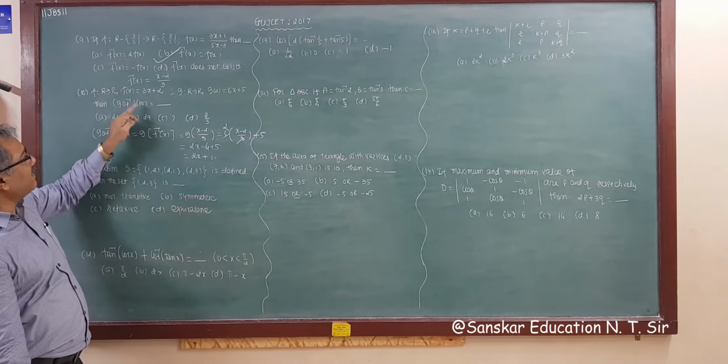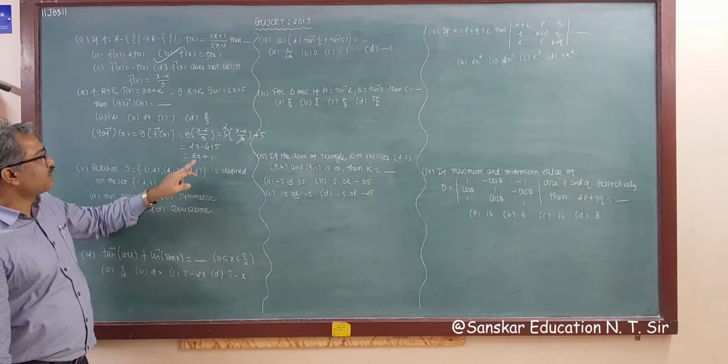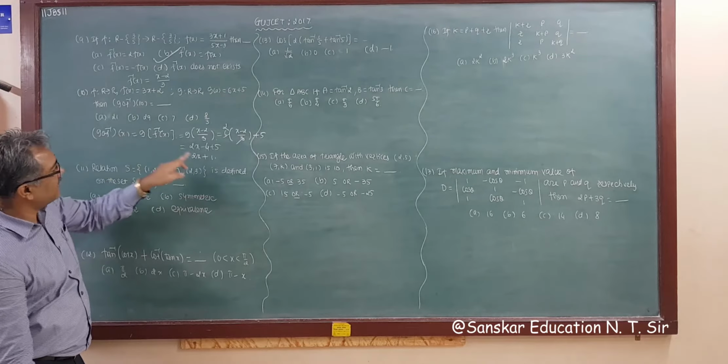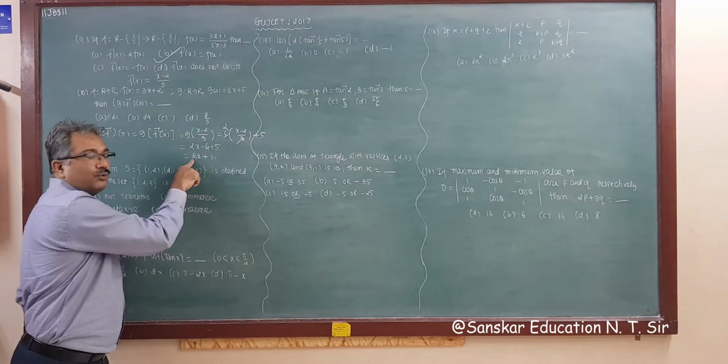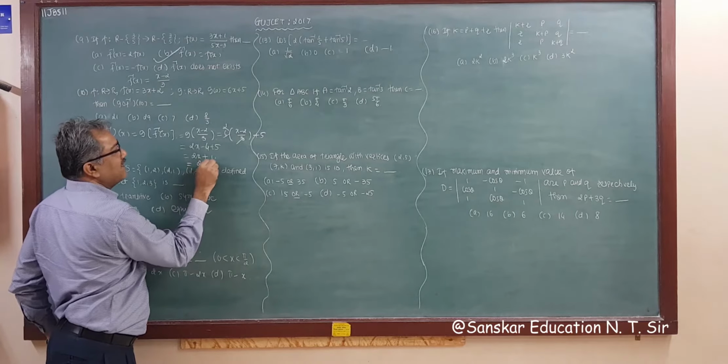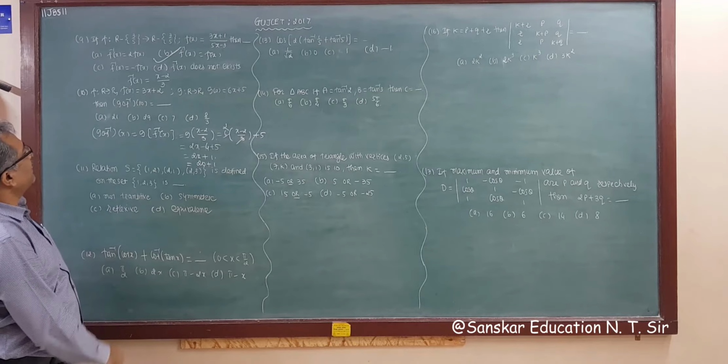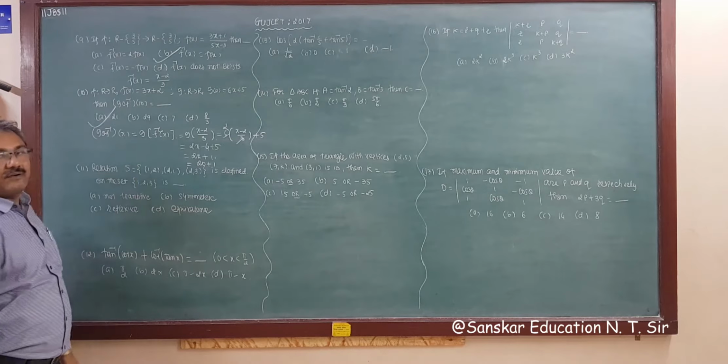Now what you require is, instead of x, 10. So substituting x equal to 10 here, 10 into 2 is 20, plus 1. So 21 is your correct answer. So option A is correct.